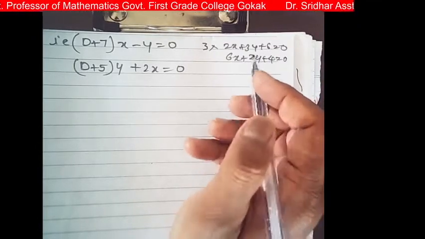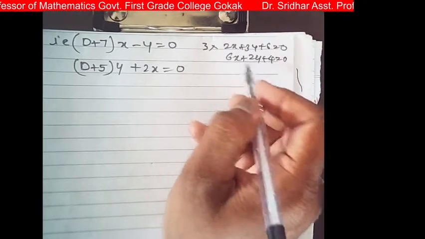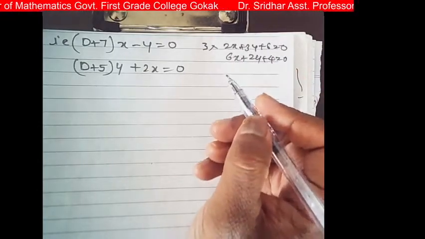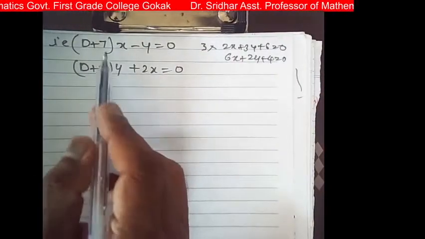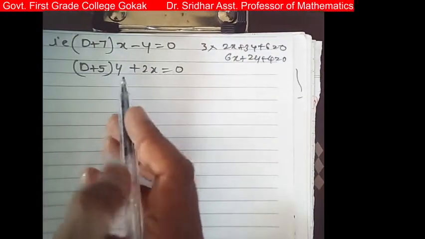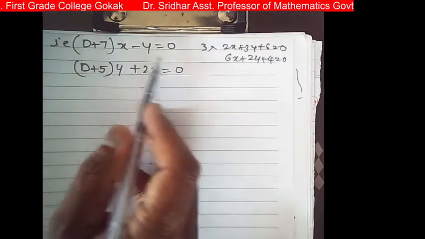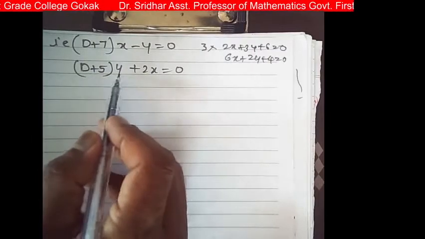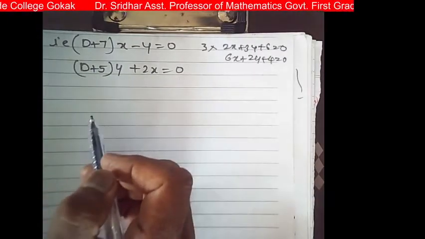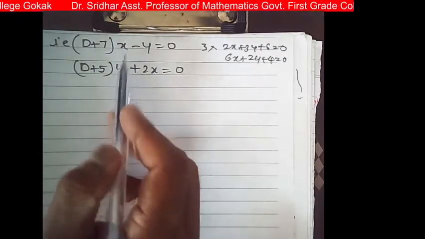After finding the y value, you substitute it in either of the two equations, and you will get the value of x. The same procedure you have to apply here. In the same way, here we have (D+7)x - y = 0 and (D+5)y + 2x = 0. Now these two are simultaneous equations.